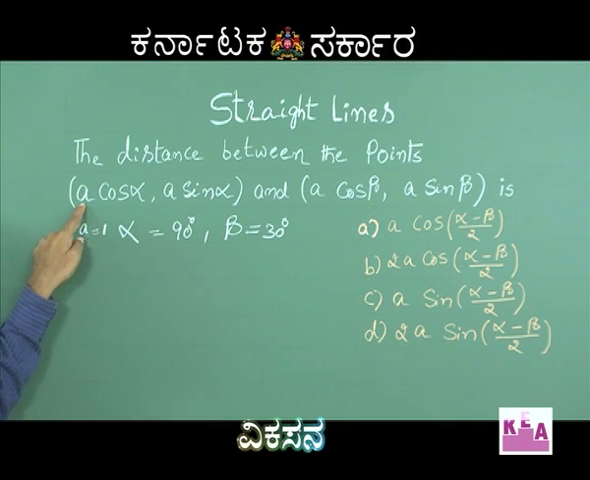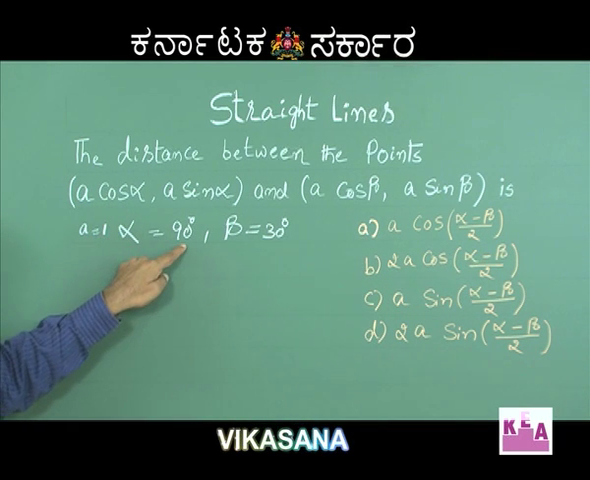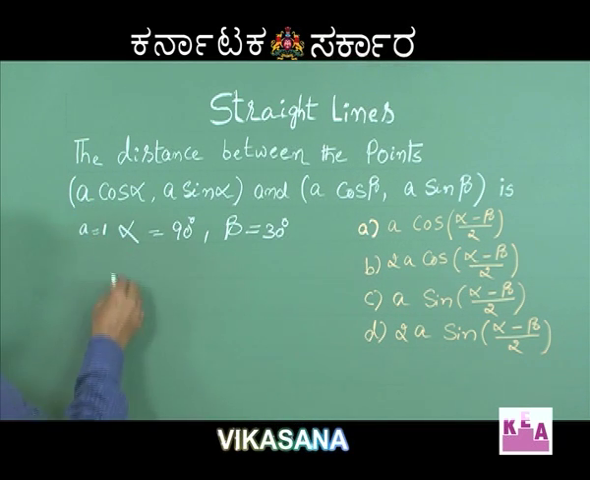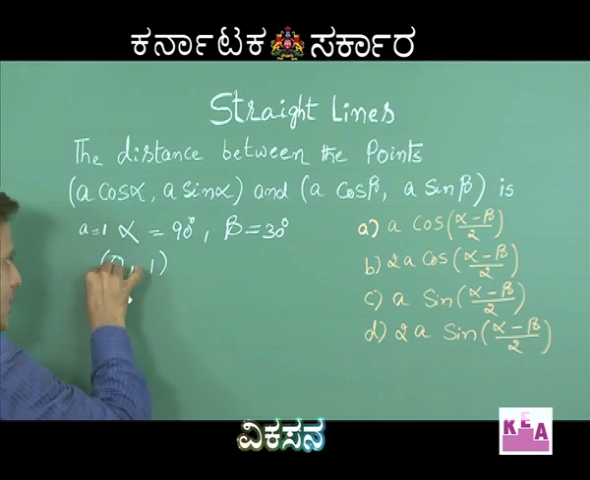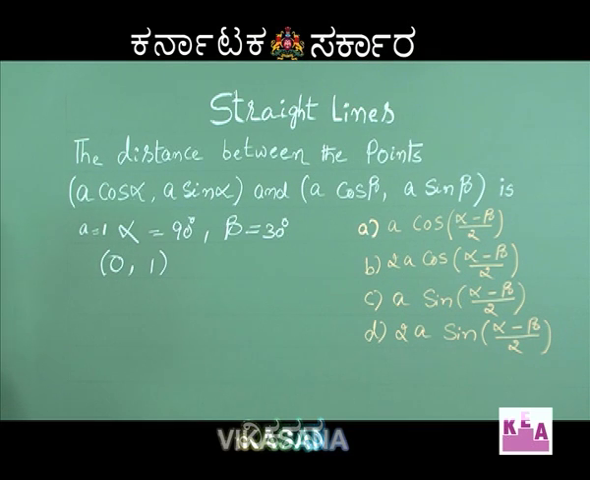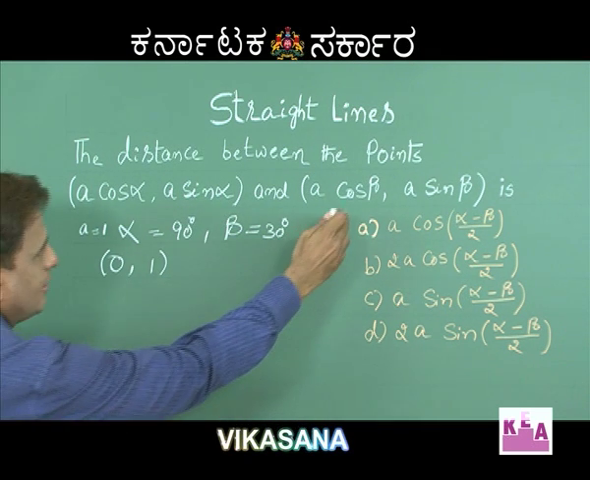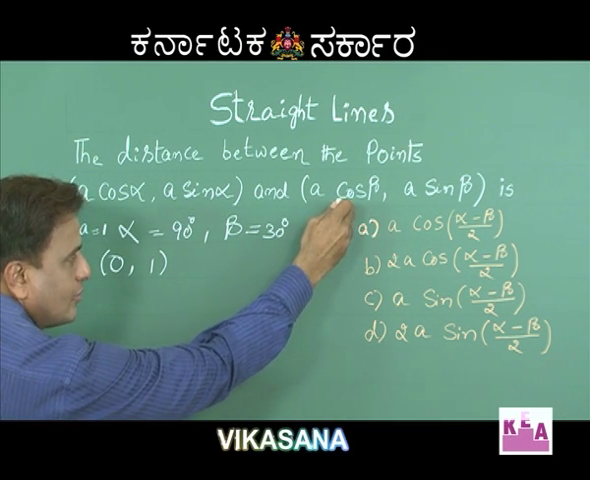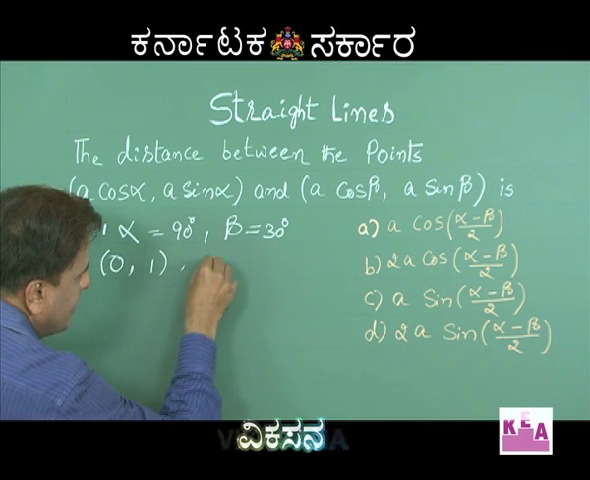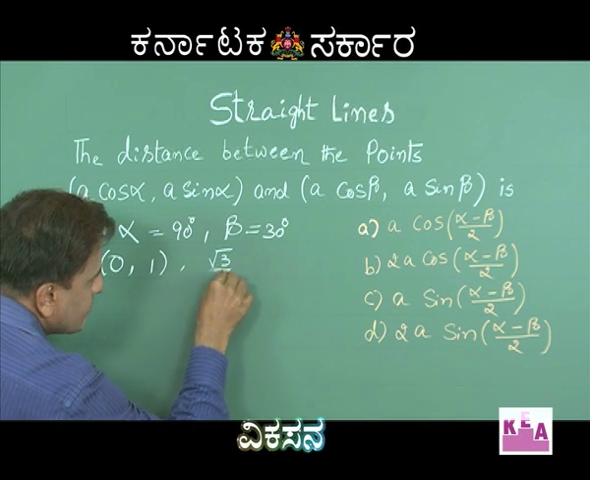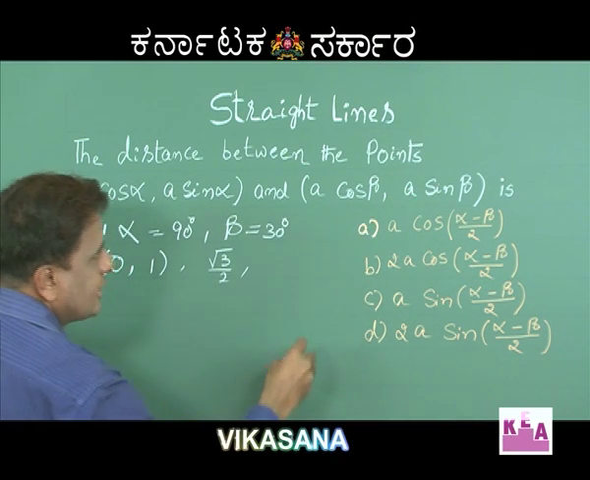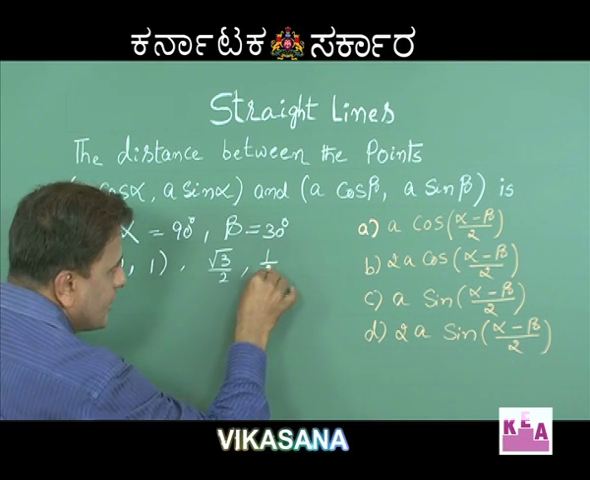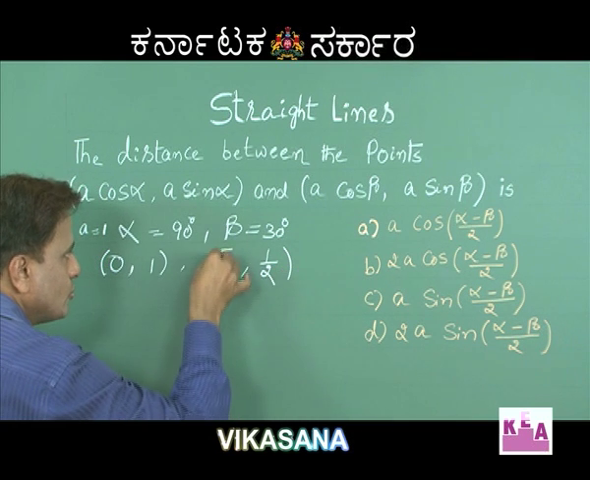A is equal to 1, cos alpha is cos 90, which is 0, so the first point becomes 0 comma, sin 90 is equal to 1, so the first point becomes (0, 1). And again, here cos 30, what is cos 30? Root 3 by 2, so the second point becomes root 3 by 2, and sin 30 is equal to 1 by 2.